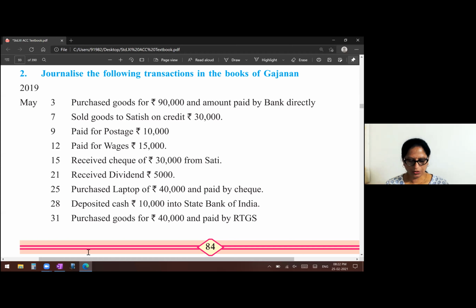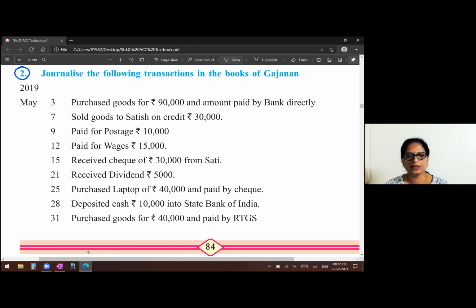Okay, now we will do one more problem today so that you will be able to understand. And then if you have any doubts, you can message me. So we take the second problem on page 84. Okay, look at the problem. I'm reading it first, then we will journalize, so we at least know what type of transactions are there. Journalize the following transactions in the books of the journal.